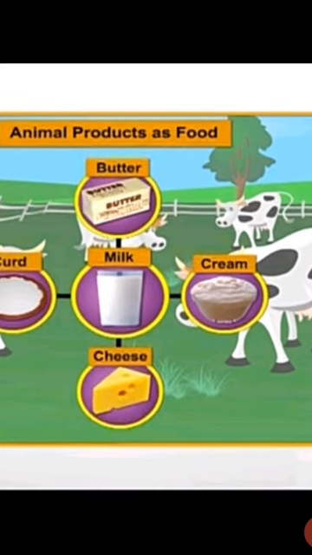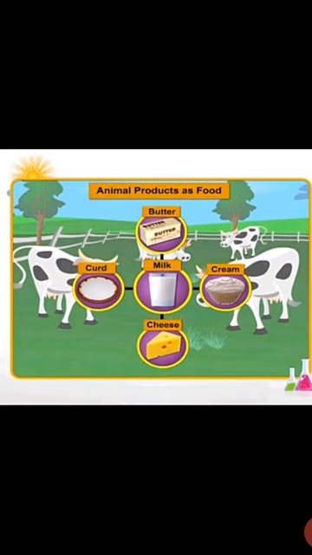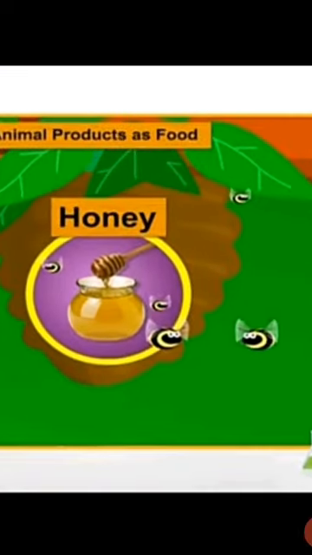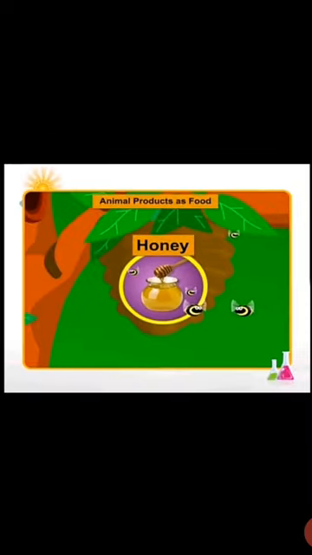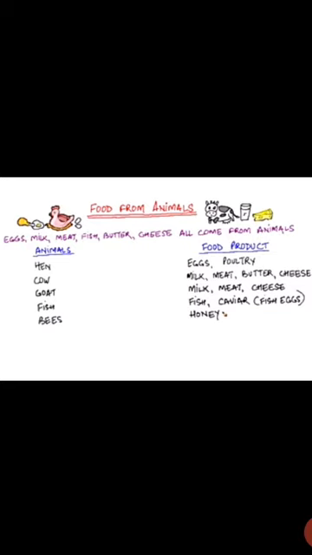Milk itself can make many other food products which we take, that is butter, cream, cheese and curd. All these can be made from milk itself, and milk we get from animals, so milk is an animal product. Next, the most important, honey is also an animal product and we get it from honeybees. Here is a list in which we will study what kind of product we get from respective animals. From hen we get eggs, from cow milk, meat, butter, cheese, from goat milk, meat, cheese, from fish we get fish obviously, and from bee we get honey.